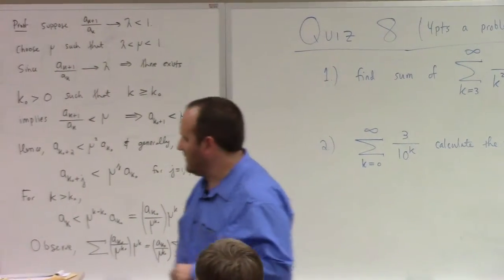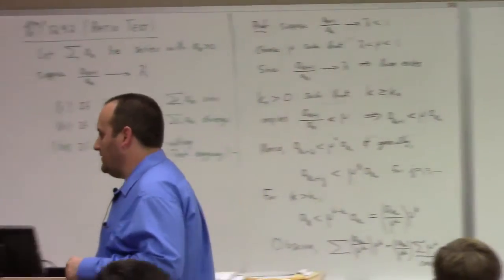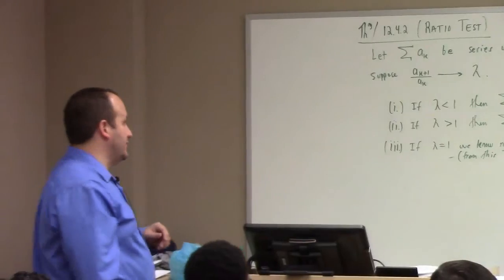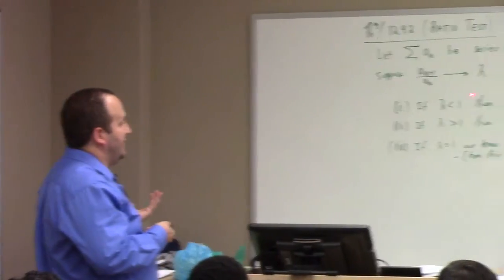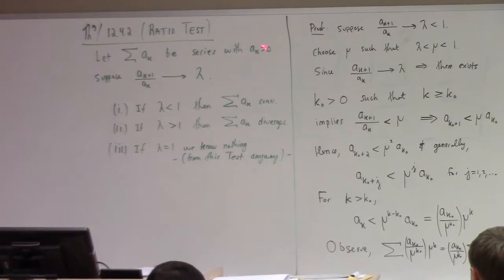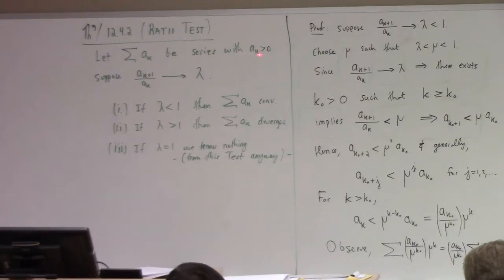Okay, so next section, section 12.4, is on the root and ratio test. I will begin with the ratio test. Here's the ratio test. If you have a series with positive terms, all right, in other words, the a sub k are positive, greater than 0.